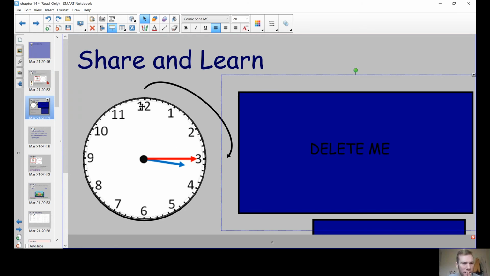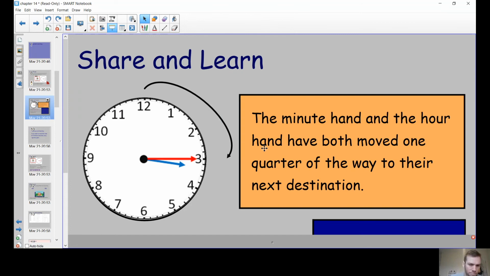Our clock shows that our minute hand has moved 1 quarter of the way. Now our blue hour hand here, our smaller hand, has also moved past the 3. So I'm going to just put those 2 bits of information together, and I'm going to say our minute hand has moved a quarter and our hour hand has moved past 3. Quarter past 3. That's how we say it.